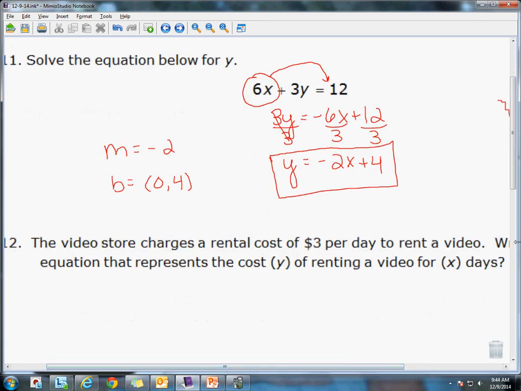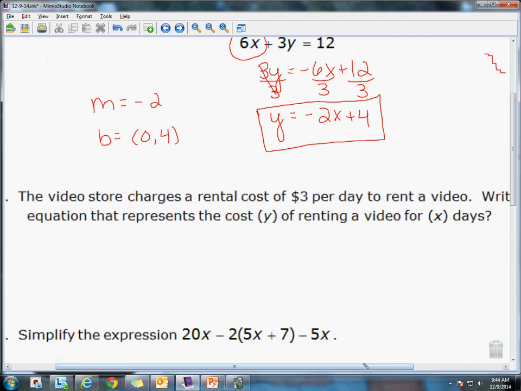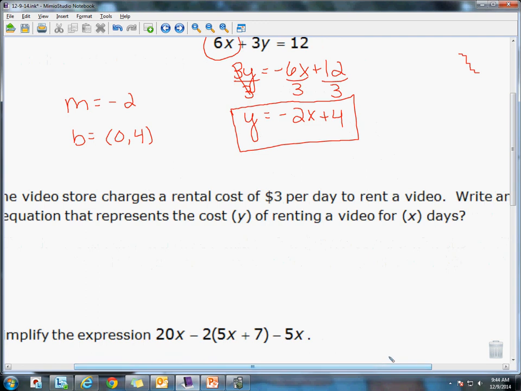Alright, number 12, the video store charges a rental cost of $3 per day to rent a video. We're going to write an equation that represents the cost, y, of renting a video for x days. So when you read this, you have $3 per day. Per means you're multiplying. We don't know how many days, so we're going to put x. So when we write our equation, we have y equals 3 times x.